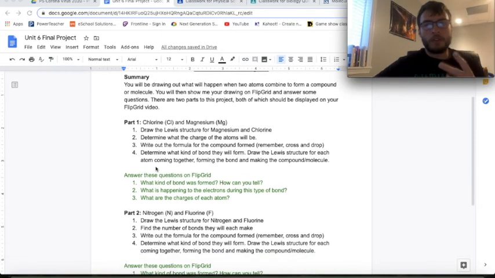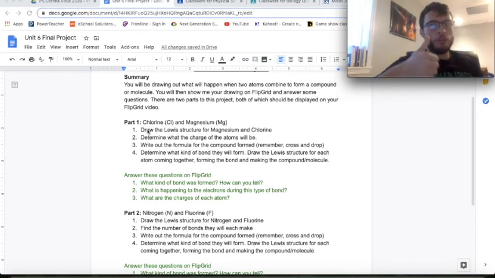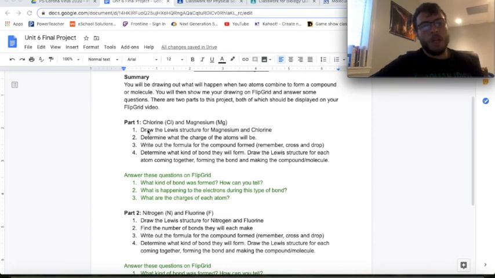So there's 2 parts to this. Both parts need to be on Flipgrid, so you're going to record this using Flipgrid. For the first part, I'm going to give you chlorine and magnesium. I want you to draw the Lewis structure for it, determine what the charges of those atoms will be, and then I want you to cross and drop the charges and write out the formula of what compound it will form. Then determine what kind of bond they will form.